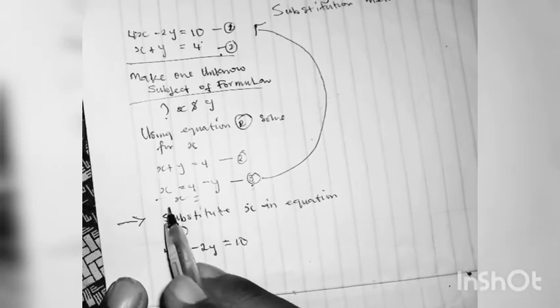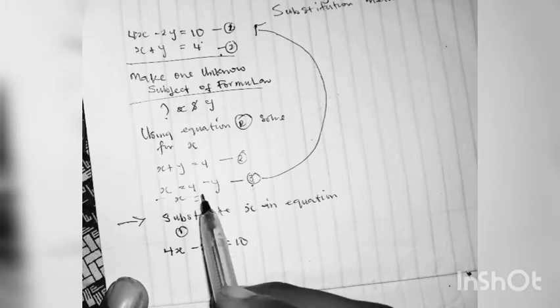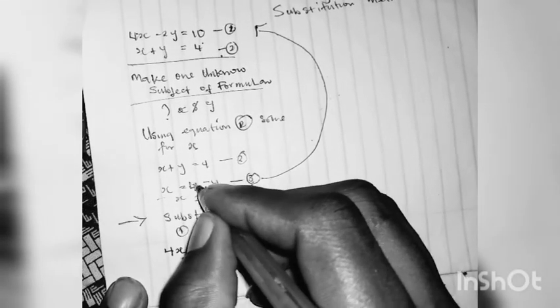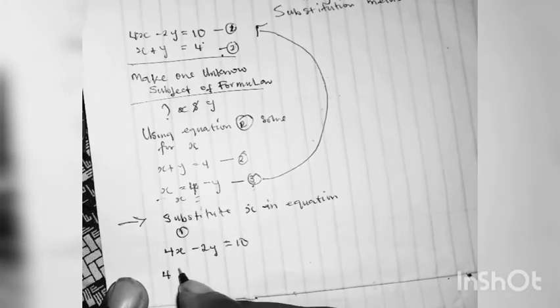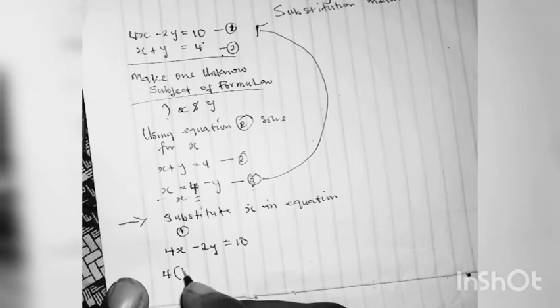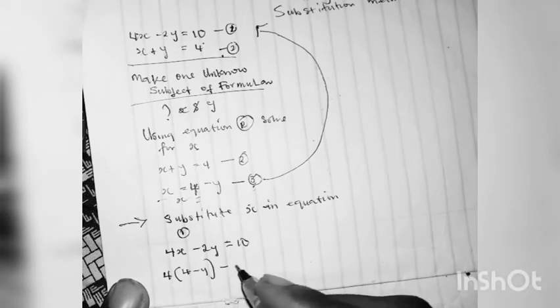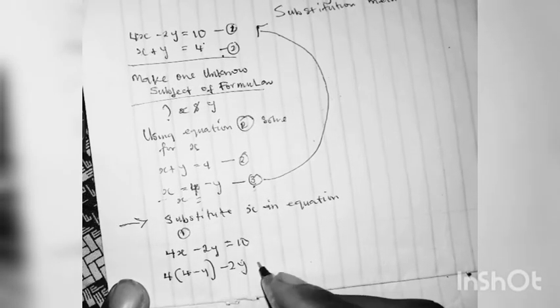I told you we are going to substitute x. Please understand the word substitute. That means we are going to replace x with 4 minus y. Let me write it clearly: 4 minus y. So anywhere we see x, we put 4 minus y. So we have 4 open bracket 4 minus y close bracket, minus 2y equals 10.